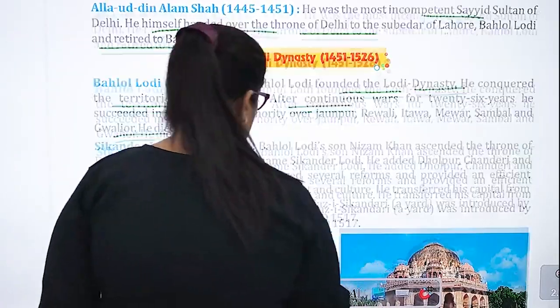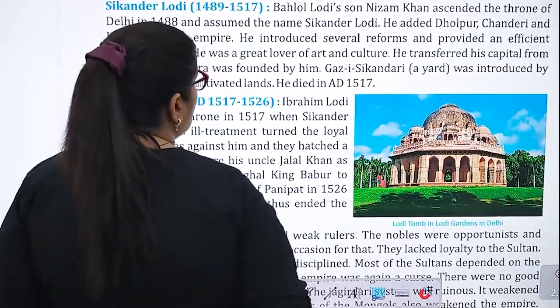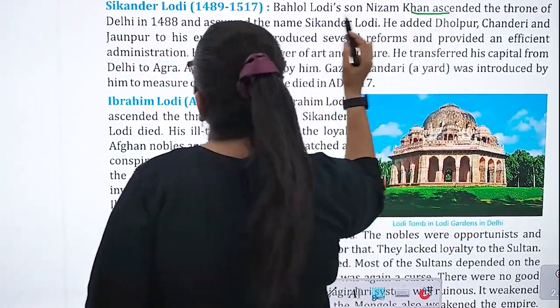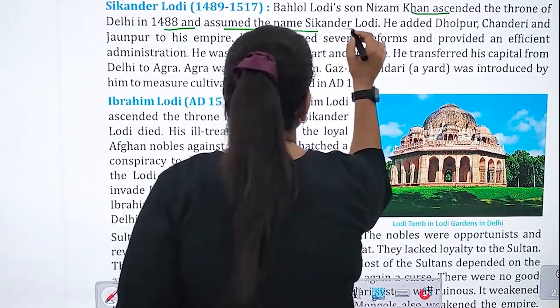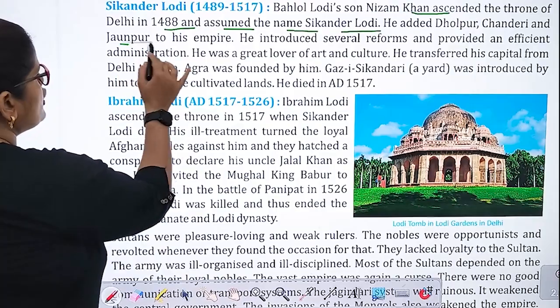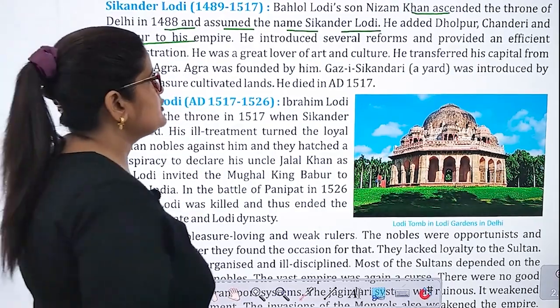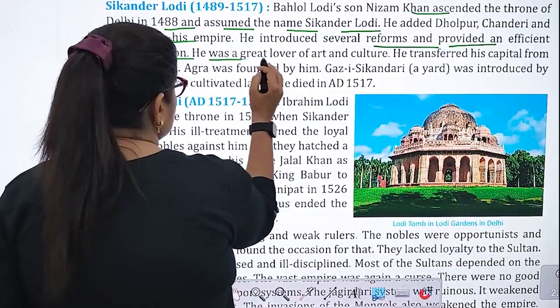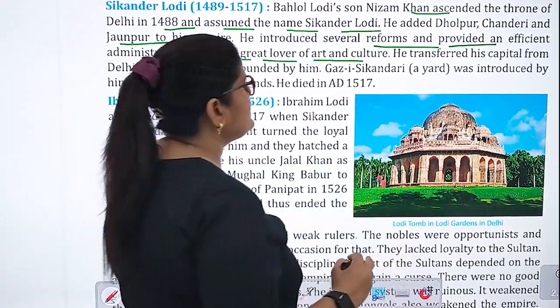Sikandar Lodi. Bahlol Lodi's son Nizam Khan ascended the throne of Delhi in 1488 and assumed the name Sikandar Lodi. He added Dholpur, Chanderi, and Jaunpur to his empire. He introduced several reforms and provided an efficient administration. He was a great lover of art and culture.